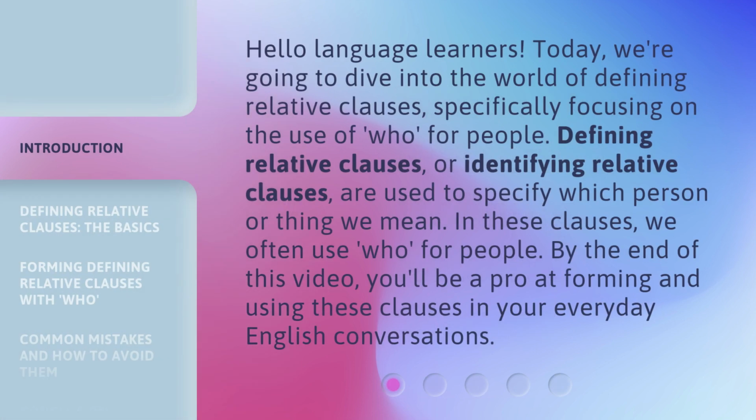Hello language learners. Today, we're going to dive into the world of defining relative clauses, specifically focusing on the use of who for people. Defining relative clauses, or identifying relative clauses, are used to specify which person or thing we mean. In these clauses, we often use who for people. By the end of this video, you'll be a pro at forming and using these clauses in your everyday English conversations.